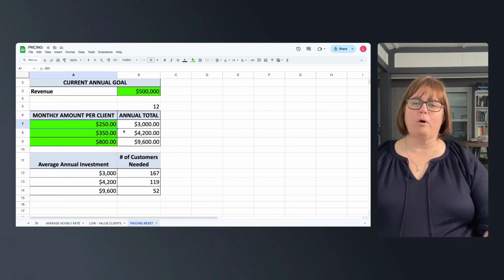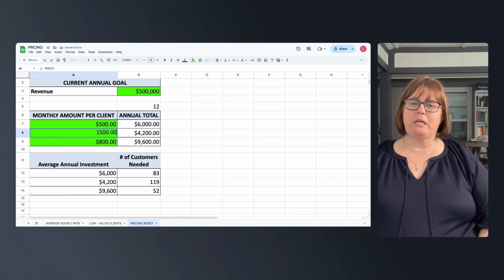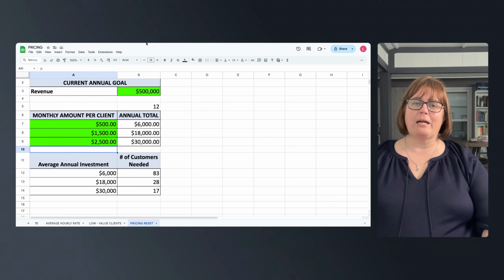So then if you go up, okay, my minimum is going to be 500. And then my next price point is going to be like 1,500. And then my next one's going to be 2,500 per month. This is the number of clients that you need to make that 500,000. And this is where a lot of people don't actually think about how this works.